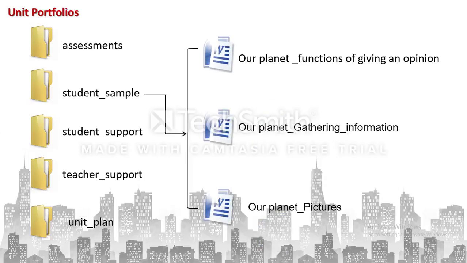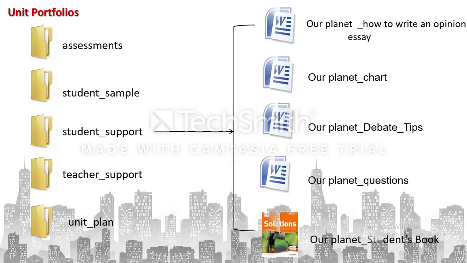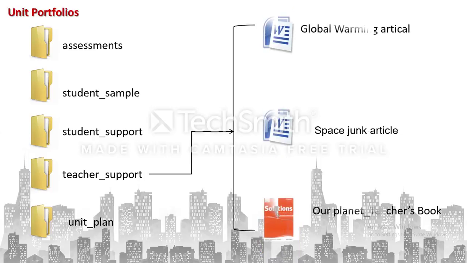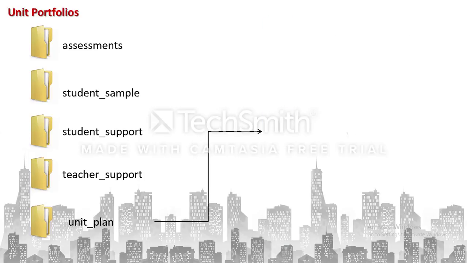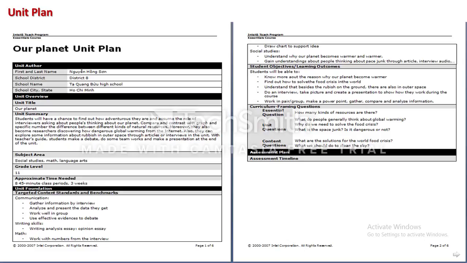Next, student sample. There are functions of giving an opinion, gathering information, and pictures. In student support, there are how to write an opinion essay, chart, debate tips, questions, and student's book. Next, teacher support. There are global warming article, space journey article, and teacher's book. Last one is unit plan. There is one document that shares the same name, unit plan.